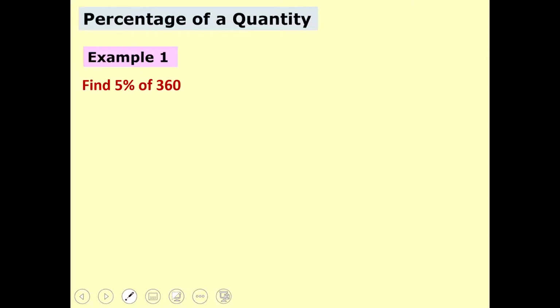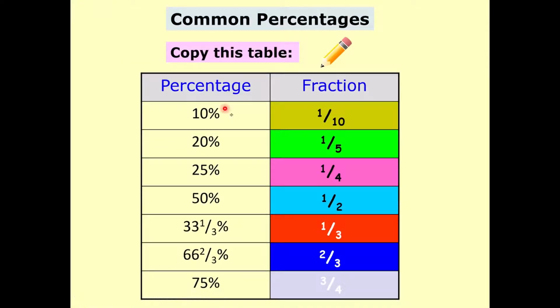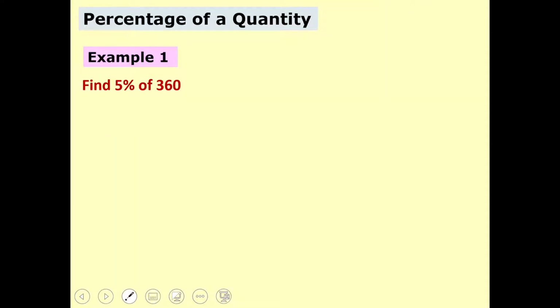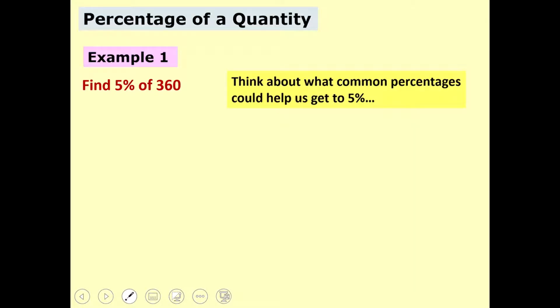Okay, so the examples that we will be looking at today are percentages that are not specifically on this common percentages table. So for instance, our first example is 5%. We're being asked to find 5% of 360. What we're going to do is think about what common percentages in that previous table could help us get to 5%.